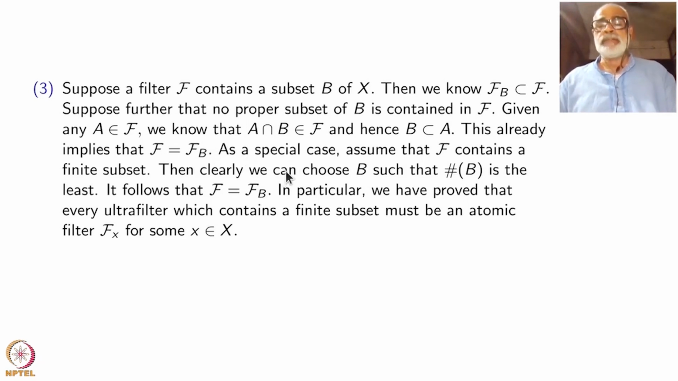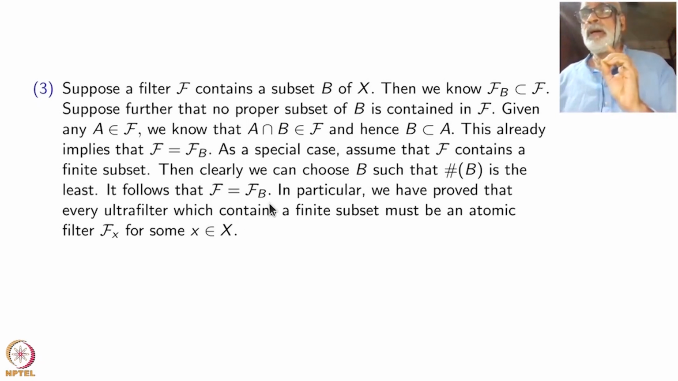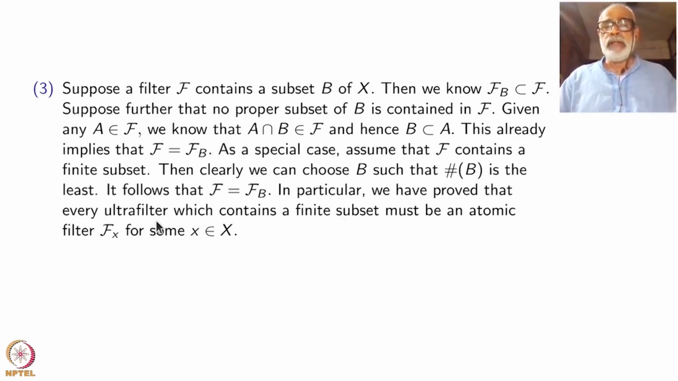Alright. As a special case, assume that F contains a finite subset. Then clearly we can choose B such that the cardinality of B is the smallest amongst all finite subsets contained inside F. It follows that once you choose that smallest cardinality, F must be F_B. So you can't have several B such that all of them have the same cardinality. That's also clear anyway. So in particular, we have proved that every ultrafilter which contains a finite subset must be an atomic filter.